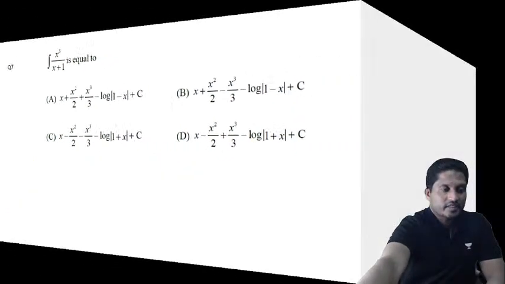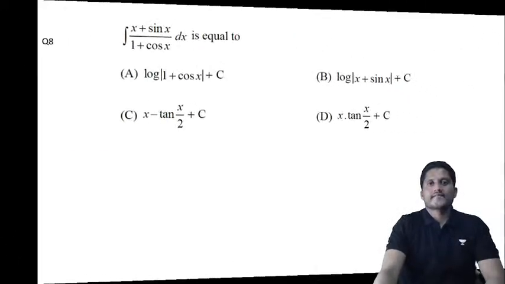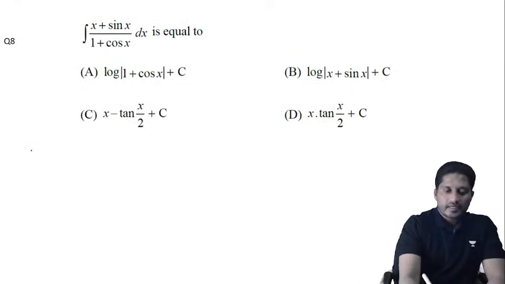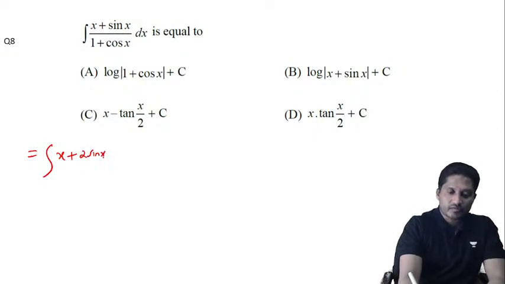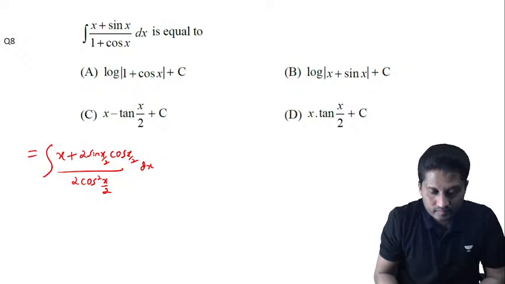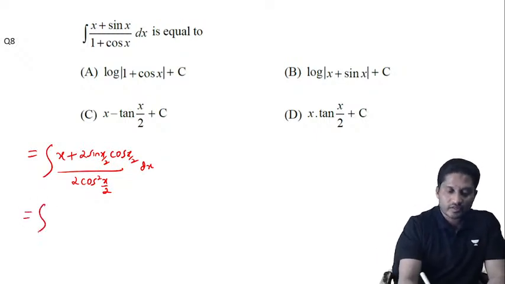Right, let's move to the next question. Integration of x plus sin 2x can be written as 2 sin x by 2 and cos x by 2. I'll use the half angle formula, and 1 plus cos x can be written as 2 cos square x by 2. Now if I separate them, this is equal to integration of x divided by 2 cos square x by 2.